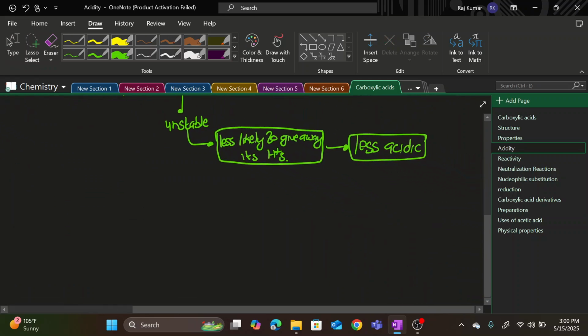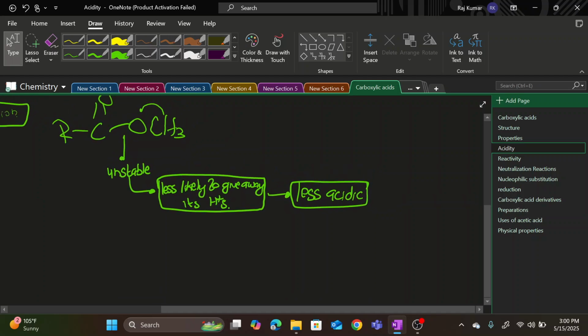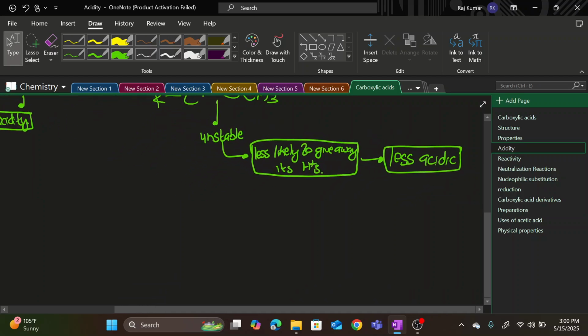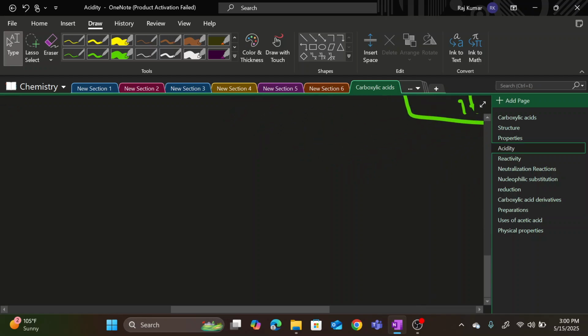Now let's take an example of an electron donating group. Let's say I have a higher number of carbon atoms in a carboxylic acid.